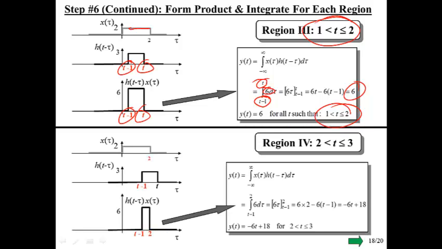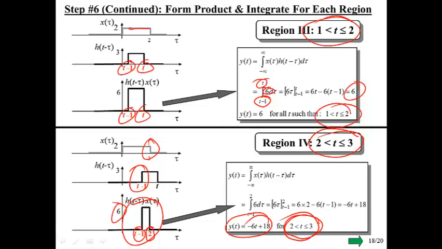Region 4, from 2 to 3, is the case where this edge is in and this edge is out. So I form the product. It's this little rectangle. Again, height of 6. But what sets the edges of this? That edge sets here, and this edge sets there. So now I only have to integrate from t minus 1 to 2. And so I integrate 6 over that range, and I get something that looks like this. And so that's what the output looks like over that interval.